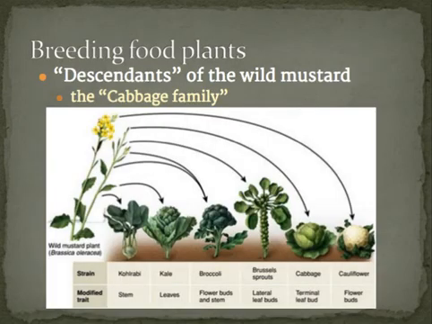Remember that magical plant I talked about? Descendants of the wild mustard plant, the yellow flowering plant on the left there, were bred in different ways to make all of these products: kohlrabi, kale, broccoli, Brussels sprouts, cabbage, and cauliflower.